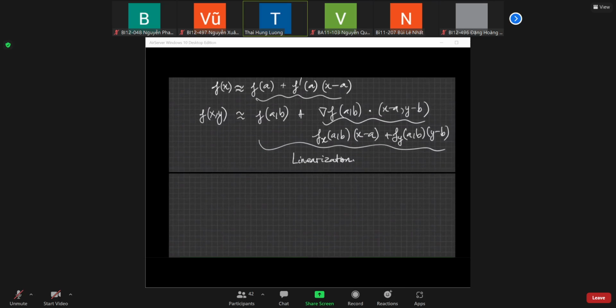So let's take a look at problem 18. We are given the two variable function f(x, y), and the given point. So we are asked to find the linearization, which is nothing but the right hand side of this formula. Okay. So can anyone try it? Don't want to try it?